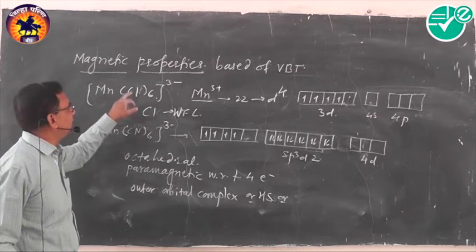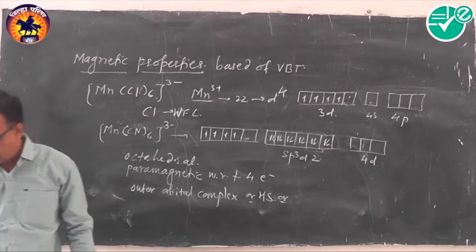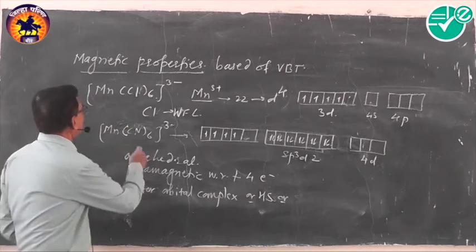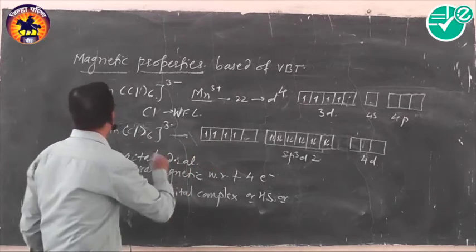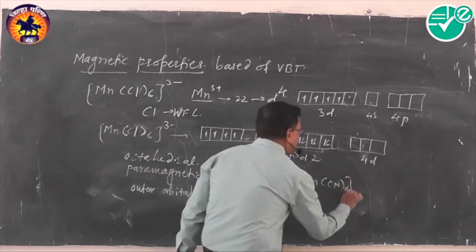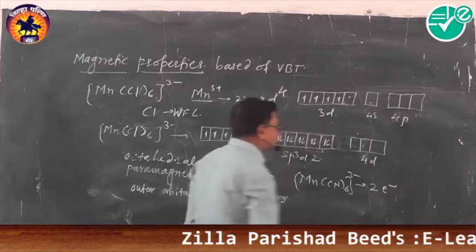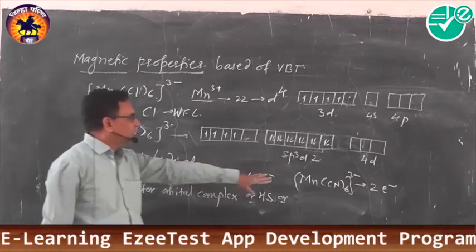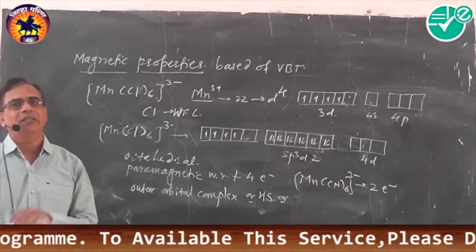In the first case, MnCN6 is d4 and is paramagnetic with respect to 2 unpaired electrons, but MnCl6 is paramagnetic with respect to 4 unpaired electrons, like this. So in this way, the magnetic behavior of different complexes is explained.